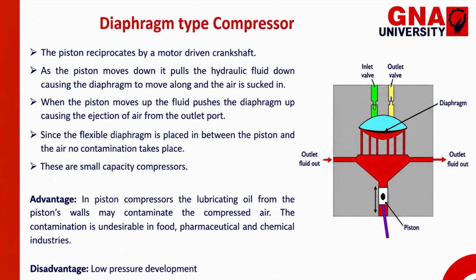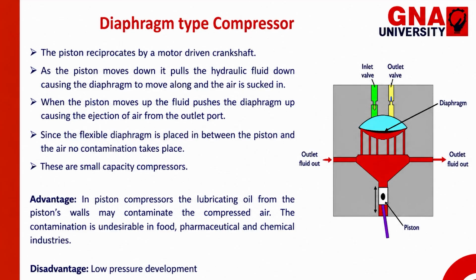So that is the diaphragm type of compressor. Here there is a diaphragm which separates the air blue portion from the red portion. So the air will never get contaminated with the hydraulic fluid. That is the advantage of diaphragm type compressors. These are small capacity compressors because the diaphragm is a little bit fragile. So that's why no high pressure is generated, and the capacity of these compressors is also very less.